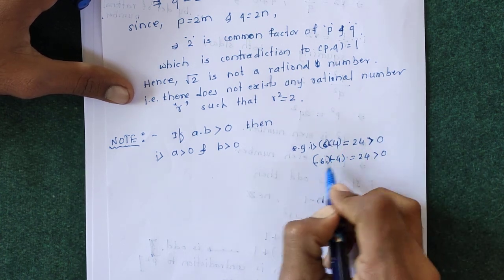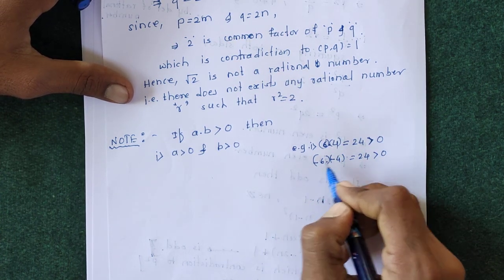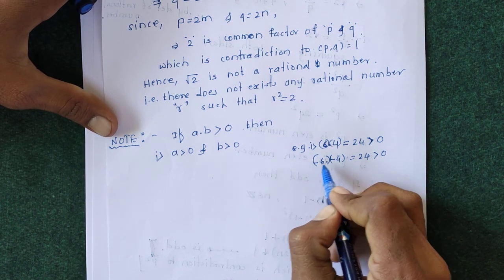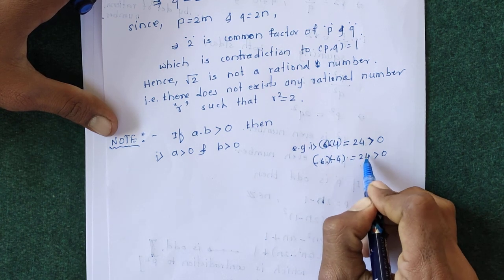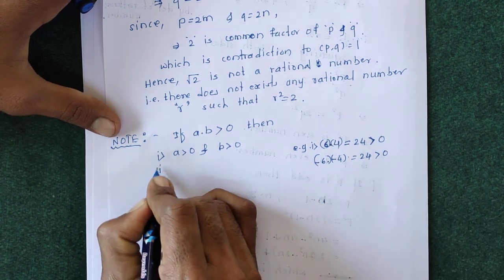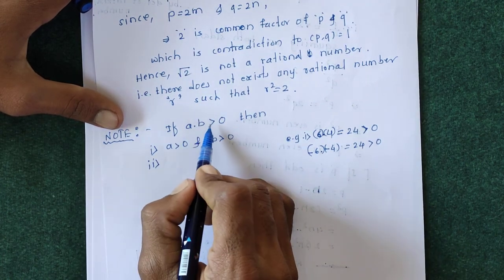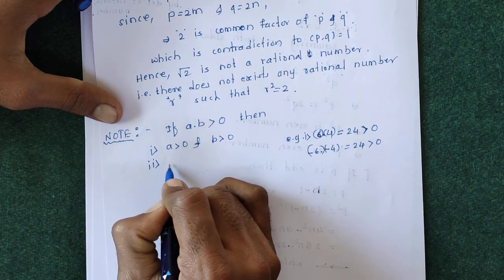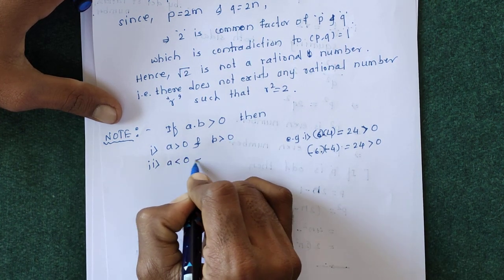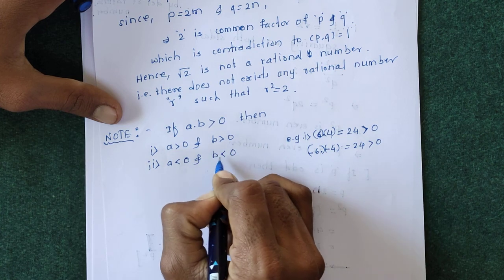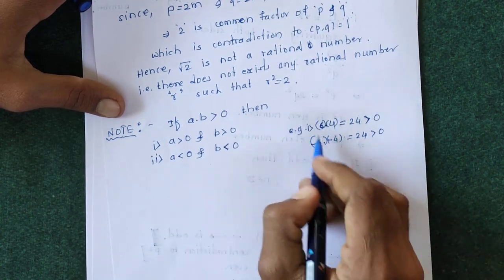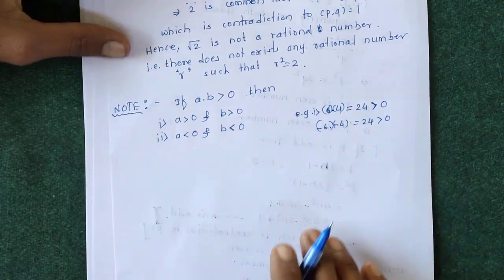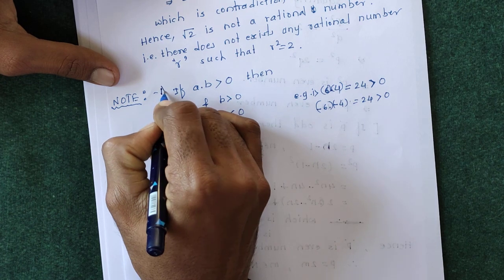Now in the second case, minus 6 is less than 0. Similarly, minus 4 is again less than 0, but their multiplication, minus 6 into minus 4, minus into minus is plus, 6 fours are 24. So this 24 is again greater than 0. So there are two possibilities for a b greater than 0. The first possibility is a greater than 0 and b greater than 0. The second possibility is that a is less than 0 and b is less than 0. Now we will take the examples. Suppose this is note number 1.